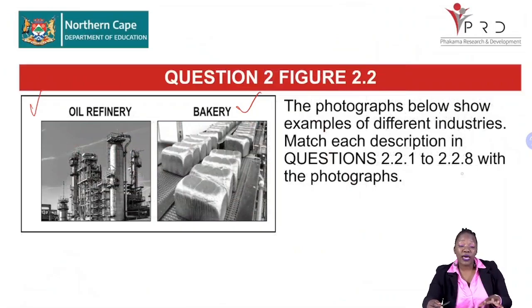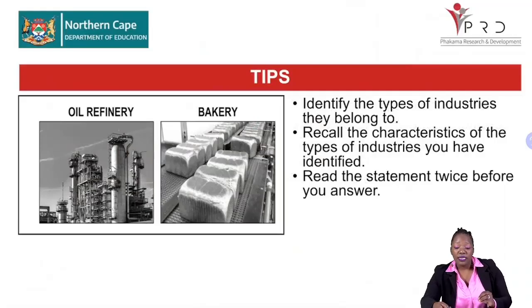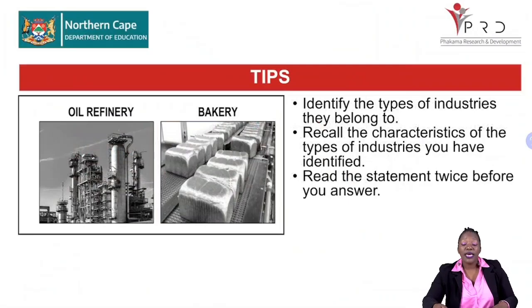So if it's the oil refinery, you write oil refinery. If it's bakery, you write bakery. So again, it is important not to miss any number. So your numbering should be on a sequence: 2.2.1, 2.2.2, up until you reach 2.2.8. So in the tips, you need to identify the types of industries they belong to, like I've mentioned, and then you need to recall the characteristics of these types of industries you have identified. And also, you need to read the statement twice before you answer.